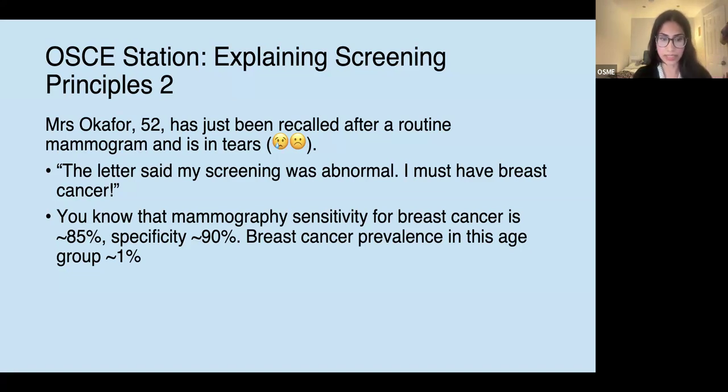So think about what we discussed before, which measures are affected by prevalence, or essentially which measure you need to talk to her about. She's got a positive result, and how prevalence can affect this, and so how you need to calculate this.